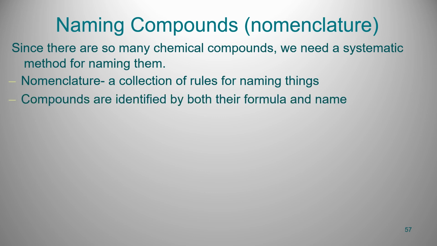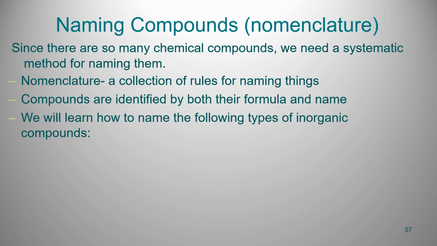We know that compounds are identified by their formula, but they're also identified by their name. We're going to learn to name the 2 types of inorganic compounds. So organic compounds have their own nomenclature system. It is not anything you have to worry about right now. If you take organic chemistry, you'll learn that. That takes you all semester to learn that system. But we're only going to deal with inorganic compounds.